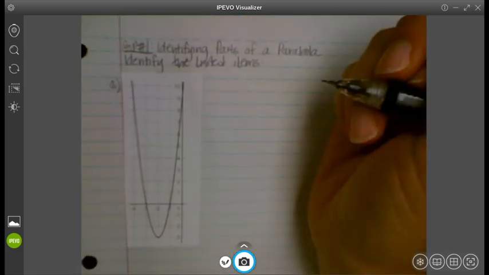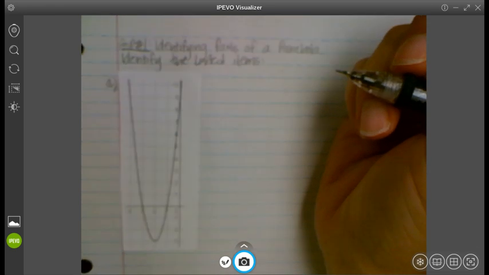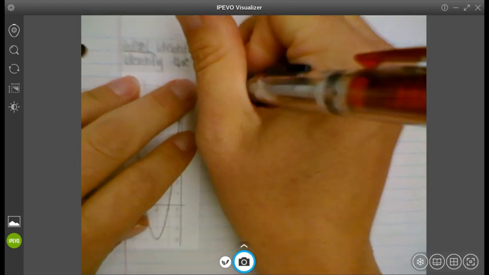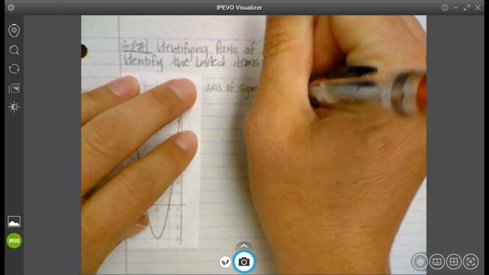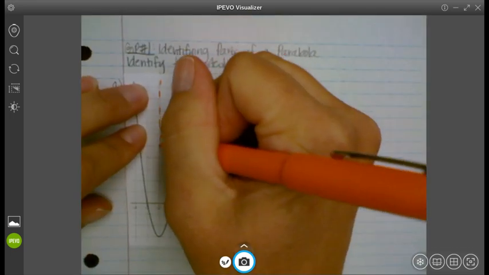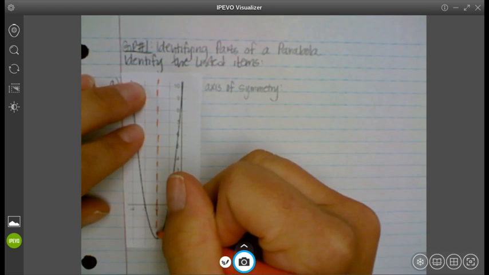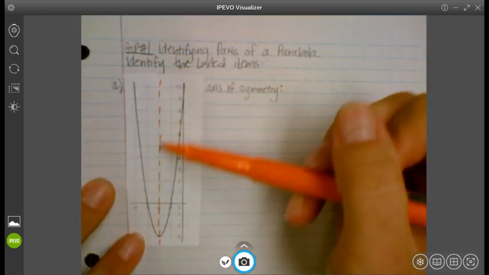All right, so we have quite a few things that we're going to list. So I'm just going to write them as we go. The first thing we want to identify is the axis of symmetry. So our axis of symmetry is, if you recall from the vocab, the line that goes through the vertex. So that's this line here. So our axis of symmetry goes through the x-axis at -2. So the equation of that is x equals -2.